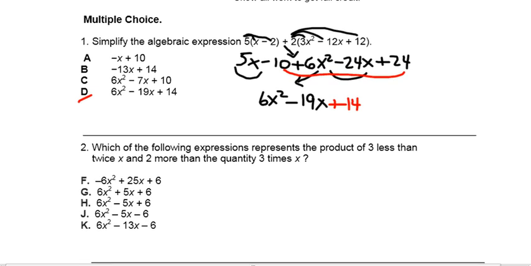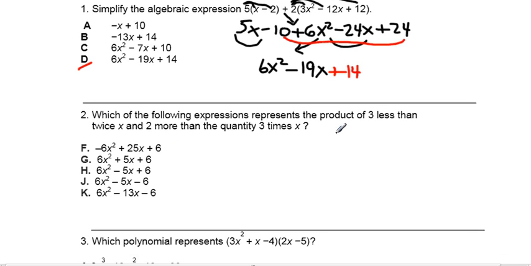Number 2. Which of the following expressions represents the product? This means multiply. It's the answer of a multiplication problem. So we're going to multiply. So I'm going to put a little dot to mean multiply. 3 less than twice x.